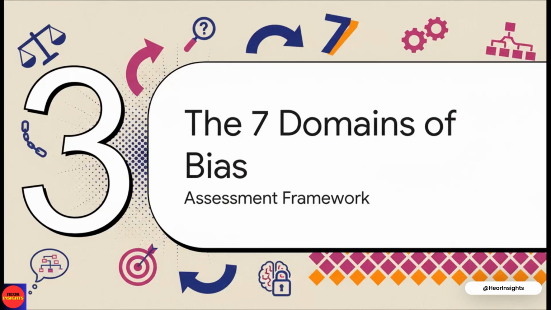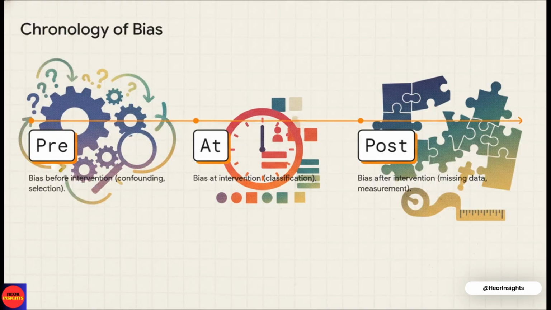Okay, so how does the tool actually do this assessment? Well, it's all structured around 7 very specific domains of potential bias. And to make things logical, these 7 domains are organized by time, basically following the life of a study. They look at biases that can sneak in before the intervention even starts, at the moment of the intervention, and then everything that happens after, during the follow-up and analysis phases.